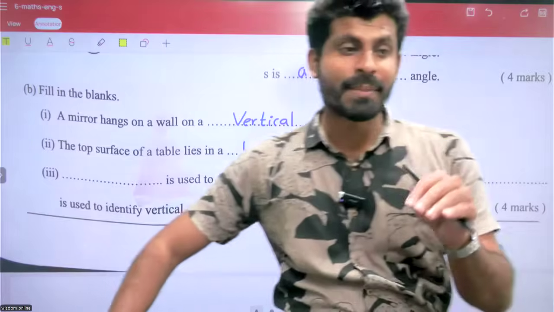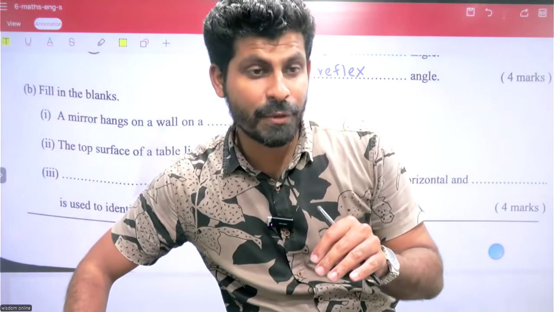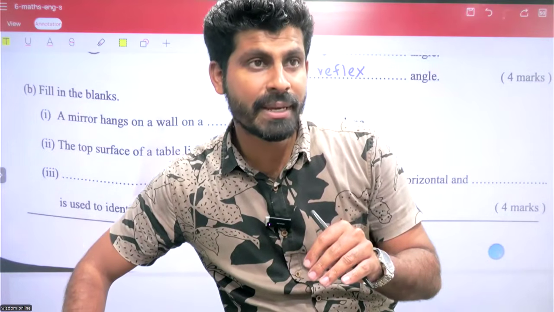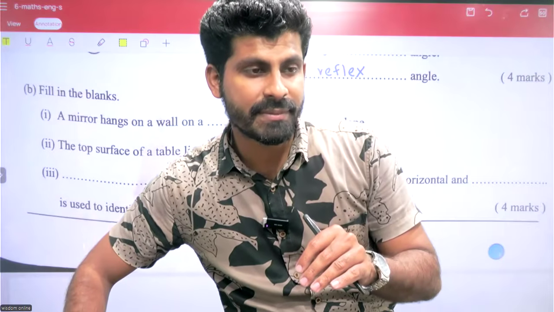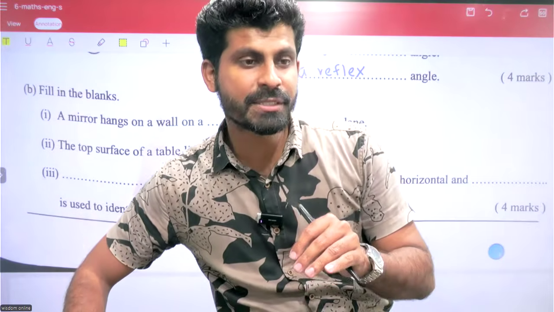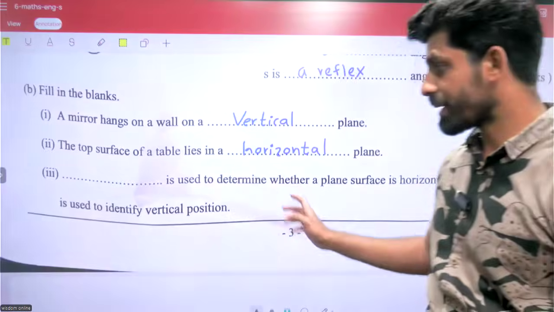Very important: table surface. Look at the table surface. Your table surface means horizontal plane. So this one means horizontal plane. Right? Okay. This one also is very important.